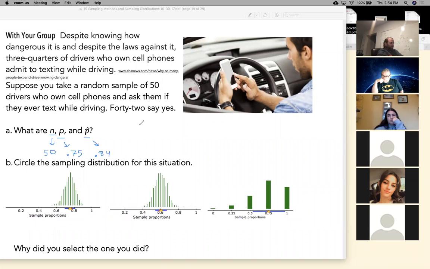So part B, it says circle the sampling distribution for this situation. Which one of these is the correct sampling distribution for this situation? Well, where is our sampling distribution centered? Well, let me rephrase that. Sorry, let me try that again. Ignore what I just asked. If you're a note taker, cross it out. It made no sense. Let me start again.